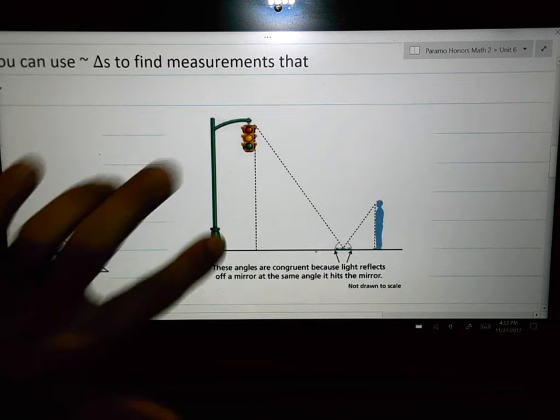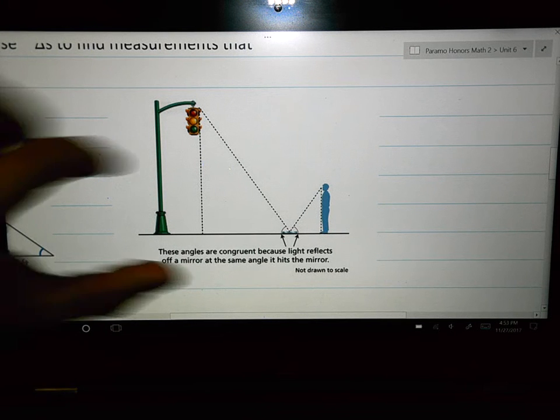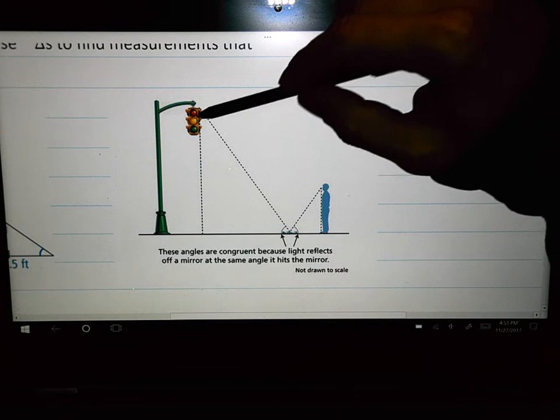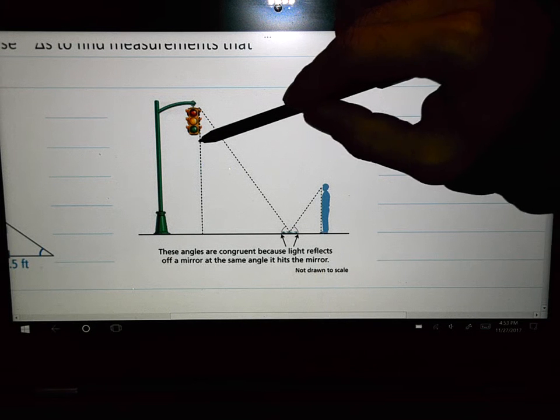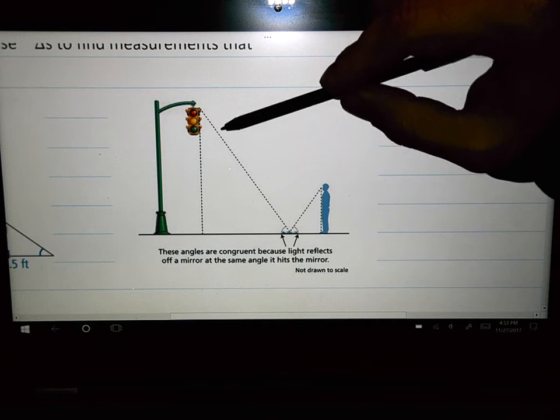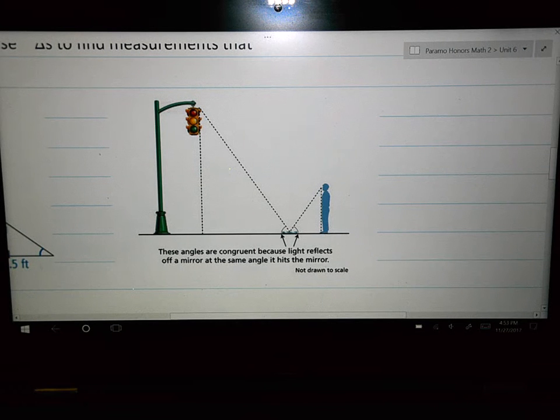Here's a second way you can figure out how tall something is. There's a street light. You want to know how far it is off the ground. Or better yet, let's say you're driving something and it needs to go underneath a street light. I don't know if you've ever seen trucks hit street lights before, but that has happened because the bottom of the street light has to be a certain distance off the ground. Here's one other way you could do it.